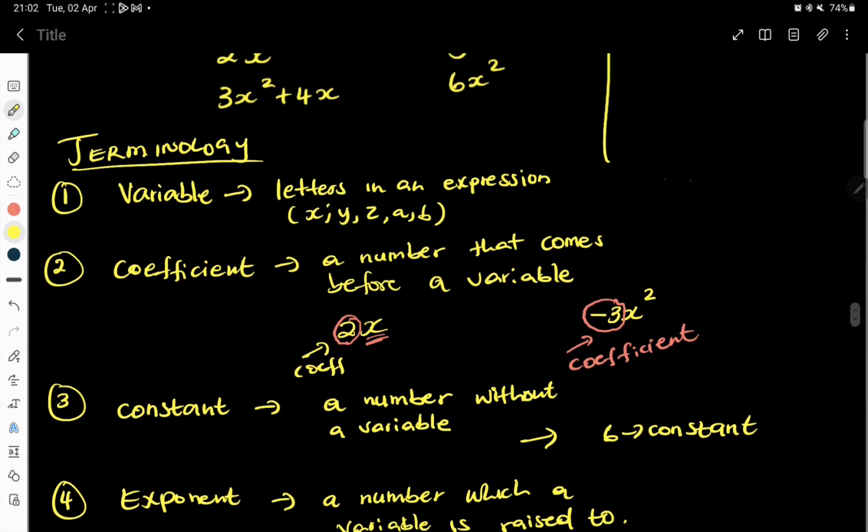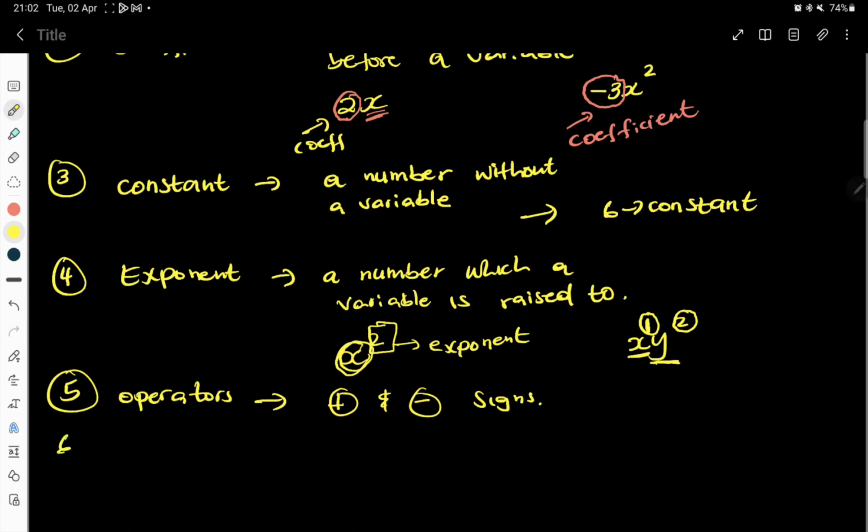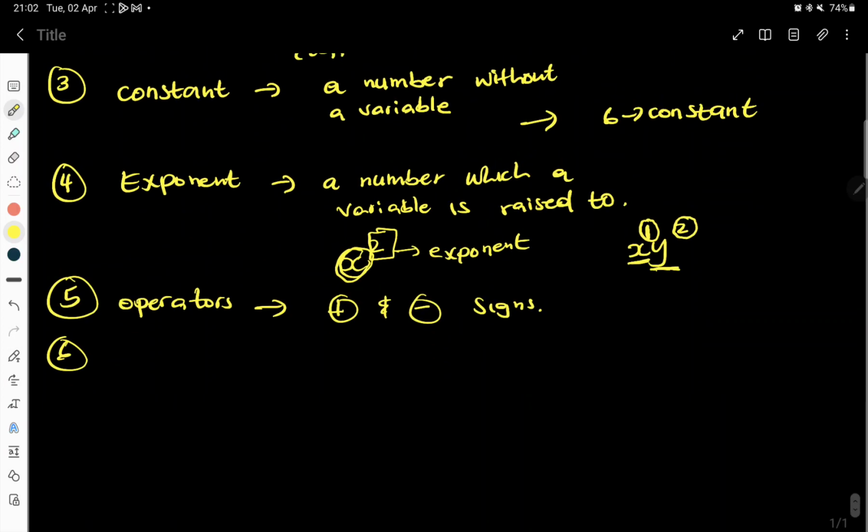Then we have the operators. You have to know what the operators or the operation signs are. The operators are your plus and your minus signs. Those are your operators. We call them operators in this topic. We do not refer to them as the addition sign and the subtraction sign. Then we have what is known as the terms. You have to know what are terms.